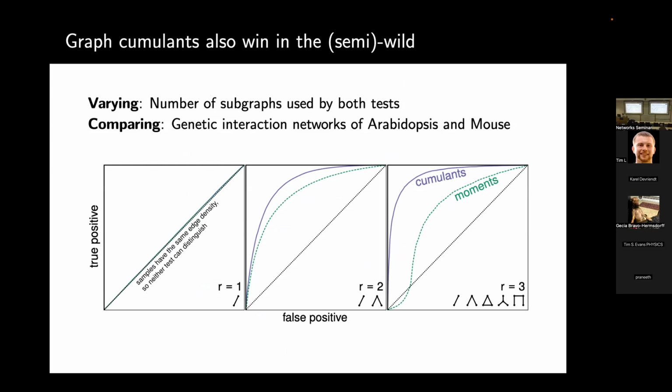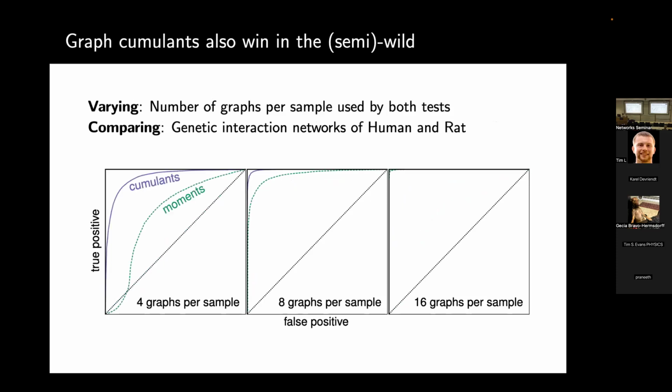So we did semi-synthetic data, where we took gene interaction networks and compared them. We made sure that they had the same edge density and so on. So if you want to use the edge density, you cannot distinguish between them.